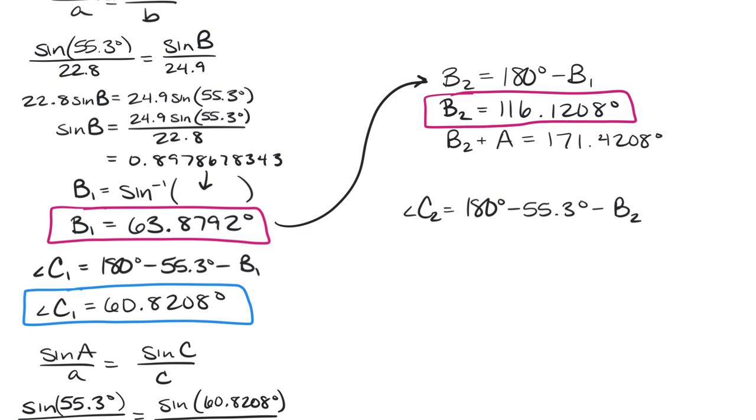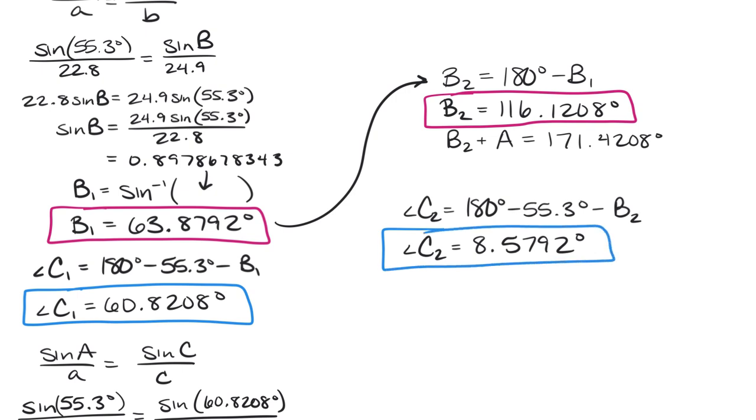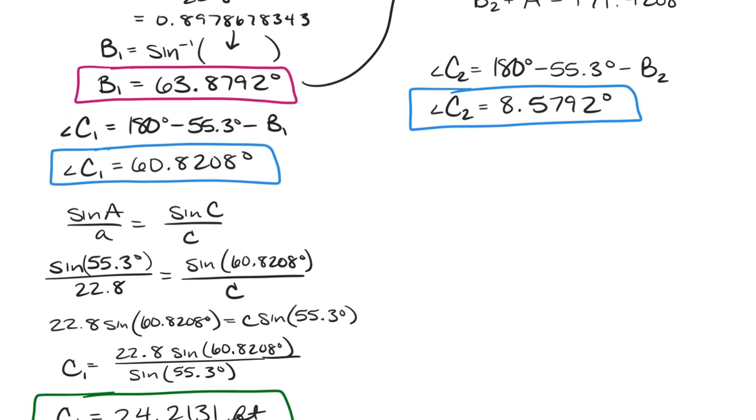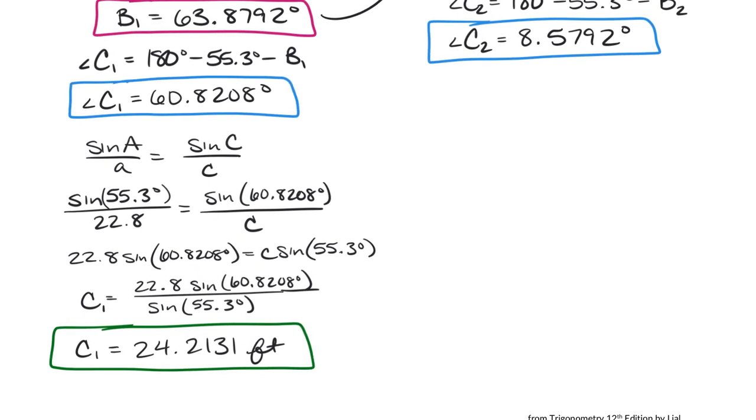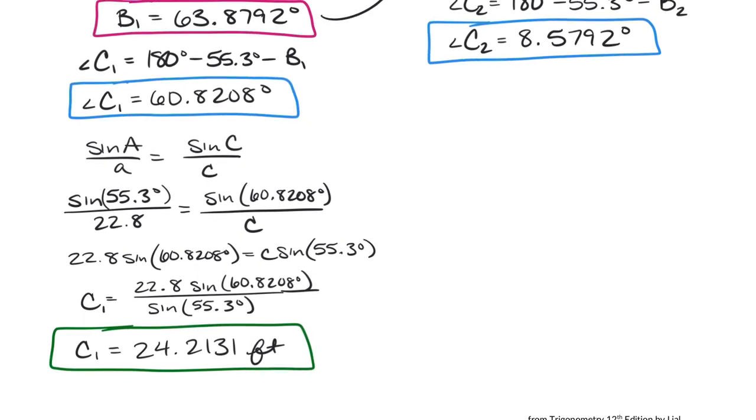Great question. What do we get for C2 here? 8.5792 degrees. Cool. So here's the second version of C. Guess what we do to find the second version of little c? Literally these same steps, just different numbers. This is so long. Yeah, but it's so easy.